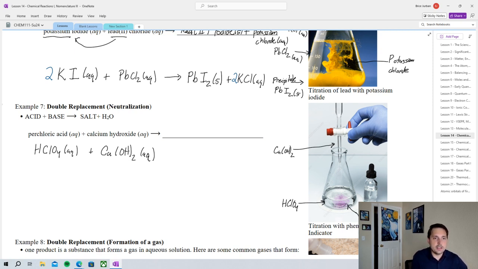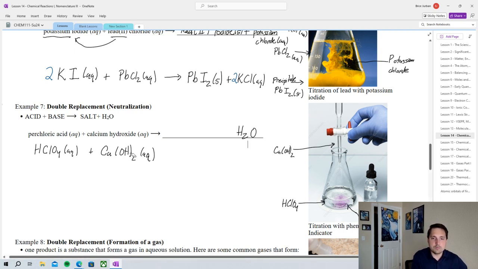Okay, and then the salt and the water that form, well, water is just water, so H2O. But the salt that's going to form is the anion and the cation combining together. So we'll get calcium perchlorate. So we need to name it with the polyatomic here. So we're going to change the ending here, and I'll show you how that works in a little bit. So calcium perchlorate, this is going to be aqueous, and then water is always going to be a liquid.